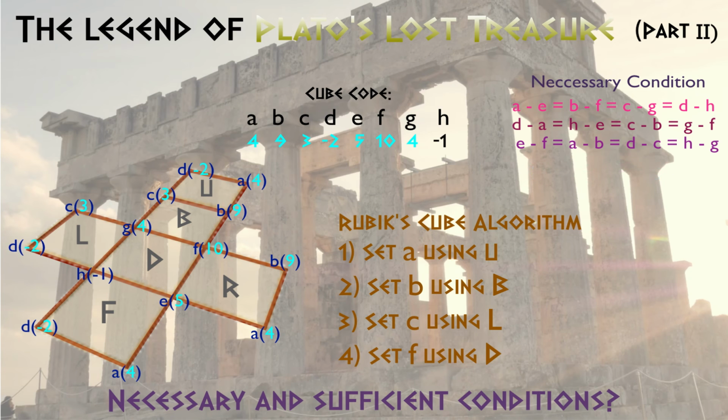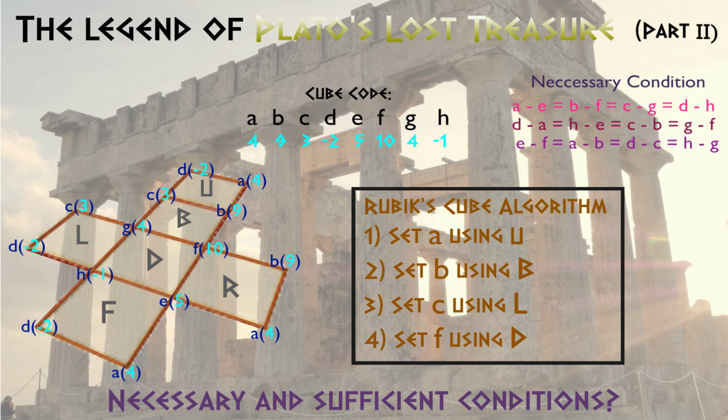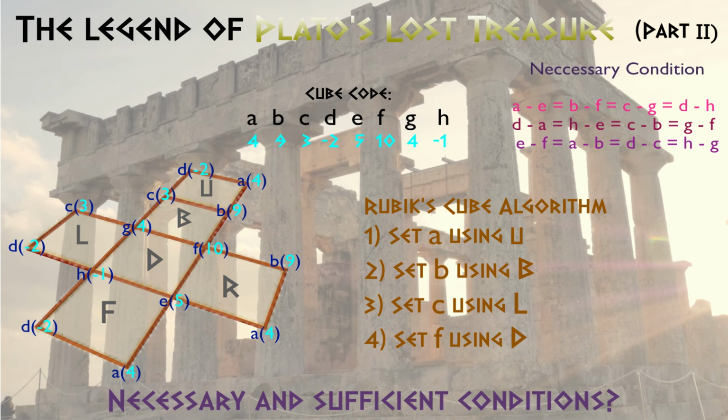And finally, vertex H must be set correctly because, among other reasons, A minus E equals D minus H, and we've already shown that A, E, and D are set correctly. What I'm saying is that our algorithm doesn't need any further steps. Anytime we satisfy the necessary condition, the code is realizable, therefore the necessary condition is also a sufficient condition. We're done with the 4th and final level.